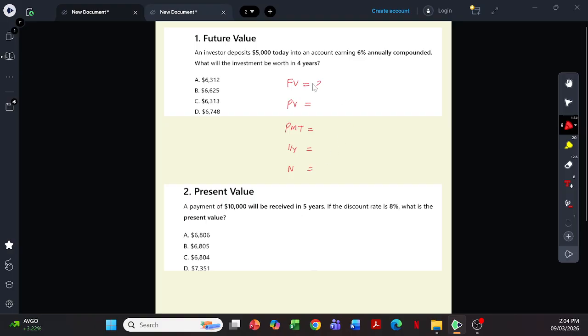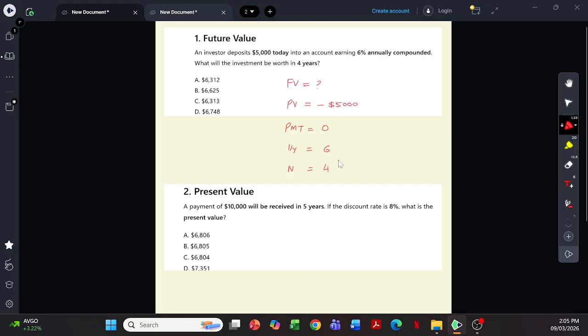Here we're trying to find the future value of $5,000 deposited today, so we'll put minus $5,000. Why do we put a negative sign in front of the $5,000? Because that represents a cash outflow from the investor's perspective. It's going to earn a 6% annually compounded rate. Are we going to be contributing any additional money over the next 4 years? No, so the payment would be zero. What will the investment be worth in 4 years? So N would be 4.